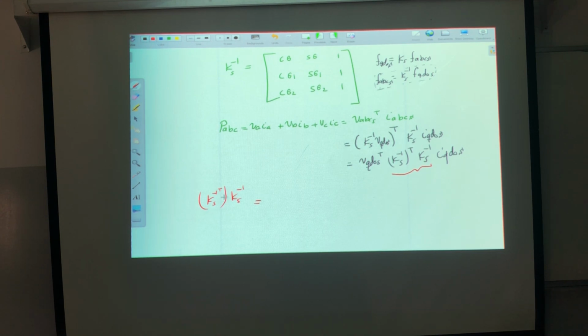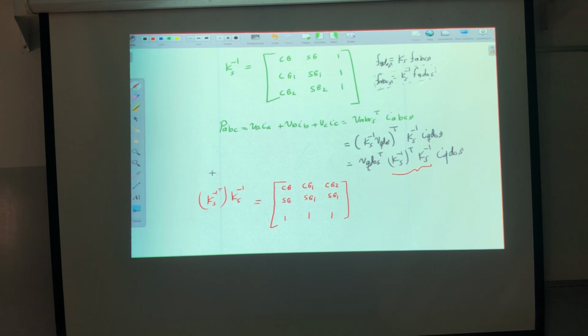Give me the first one. KS inverse transpose. Cosine theta 1, sine theta 1, sine theta, cosine theta 2. No, not the K, wait, the K and the factor.